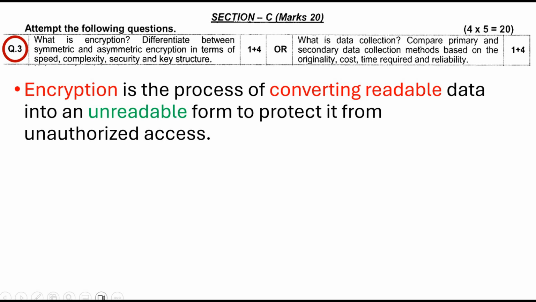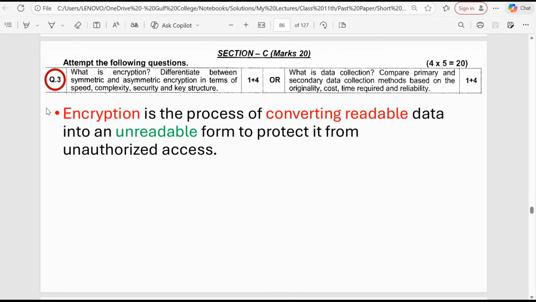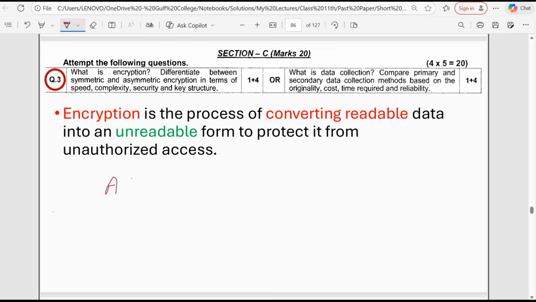Encryption is the process of converting readable data into an unreadable form for protection from unauthorized access. They change the data into a type that other users cannot read. This is the purpose of encryption. Suppose I want to give you one example. You have written a name, Atif. A T I F, Atif.